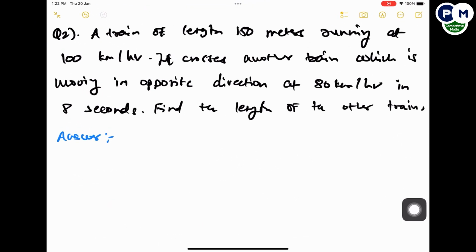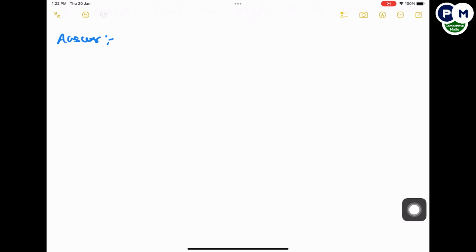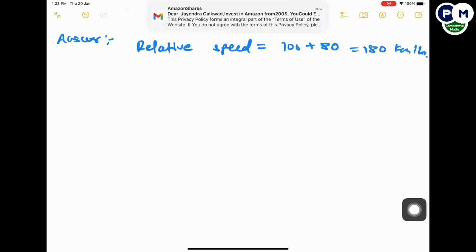A train of length 150 meters is running at 100 km per hour. It crosses another train, which is moving in the opposite direction at 80 km per hour, in 8 seconds. Find the length of the other train. Here is an answer with explanation.